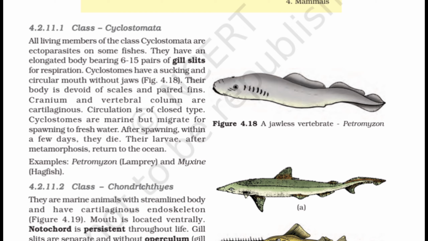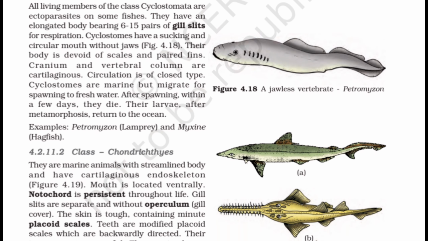Circulation is of closed type. Cyclostomes are marine but migrate for spawning to freshwater. After spawning, within a few days, they die. Their larvae, after metamorphosis, return to the ocean. Examples: Petromyzon, lamprey, and Myxine, hagfish.